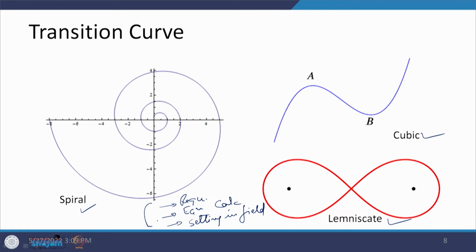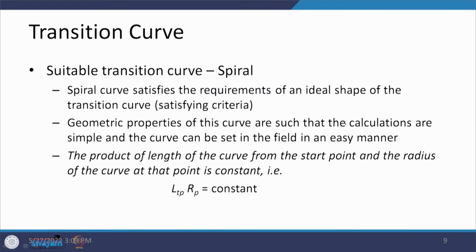So, these are the three things which need to be taken care of when we are considering these across each other, when the comparison is being done between spiral, cubic parabola or lemniscate. So, in these cases usually the spiral curve is being utilized because it satisfies the requirements of an ideal shape of the transition curve. We have talked about the criteria just before.